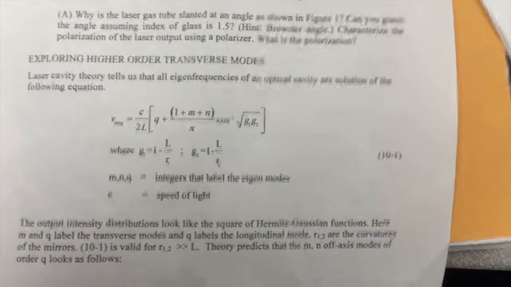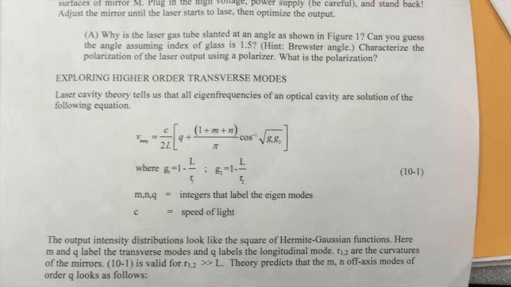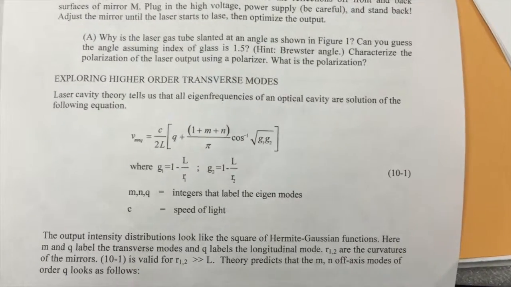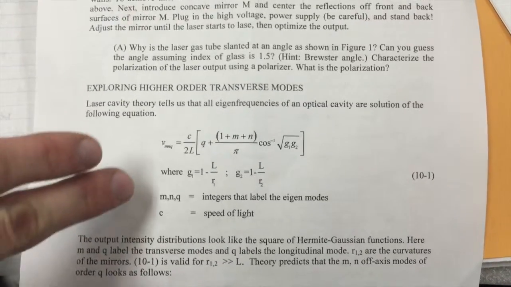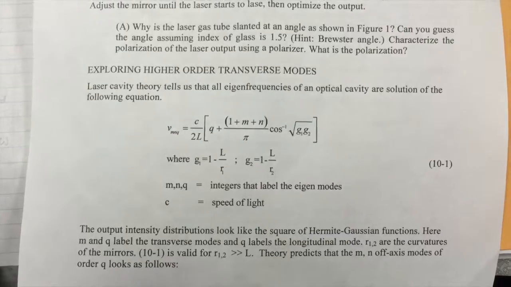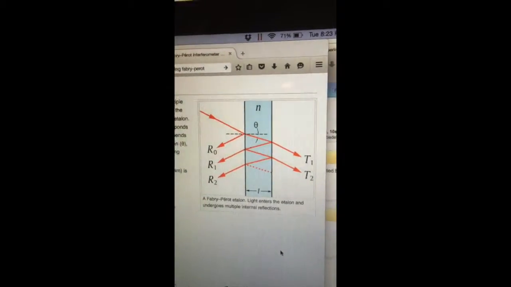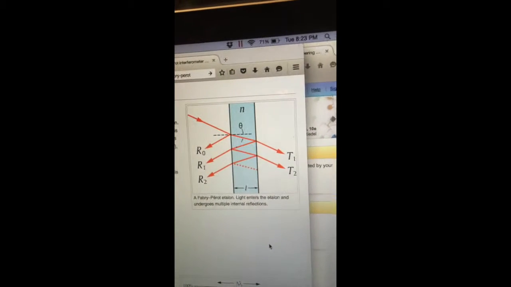When exploring higher order transverse modes, we can expect the intensity distribution to look like Hermite-Gaussian functions. And you can see that it's dependent on our transverse and longitudinal mode numbers as well as the curvatures of our mirrors. The Fabry-Perot etalon consists of two plane parallel mirrors at a distance L.